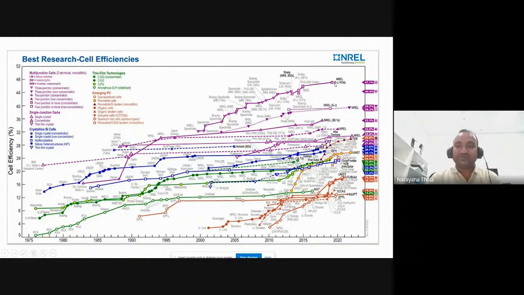This is due to 6-junction solar cells, multicrystalline solar cells, or indium phosphide solar cells, whereas thin film solar cell efficiency is confined to around 26%. CIGS solar cells, this curve about.